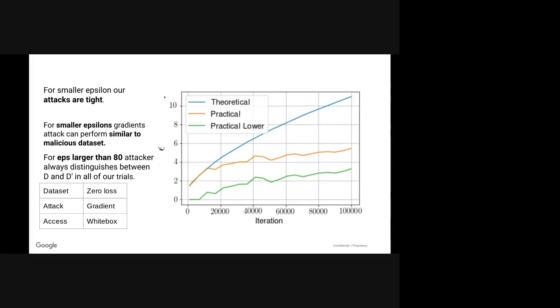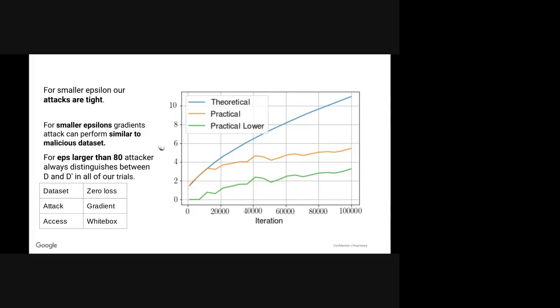So the green line is just the confidence interval from the attack. We compute the average case, which is the orange line, and we compute the 95% confidence lower bound from this. The confidence interval is usually very dependent on the number of trials we have. So if we have more trials, we get much better results.